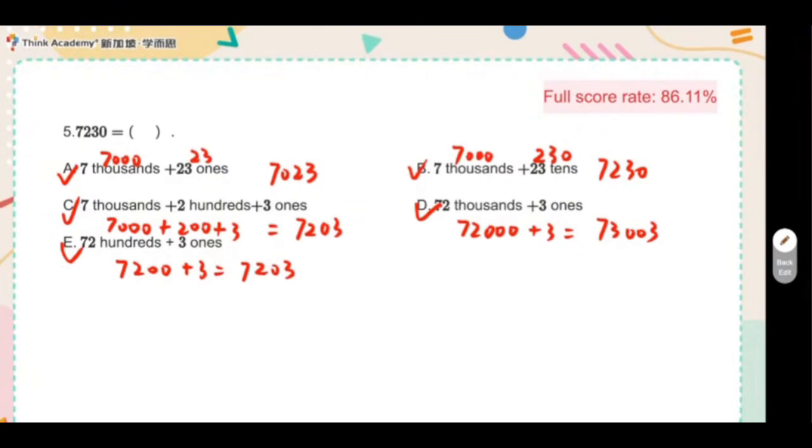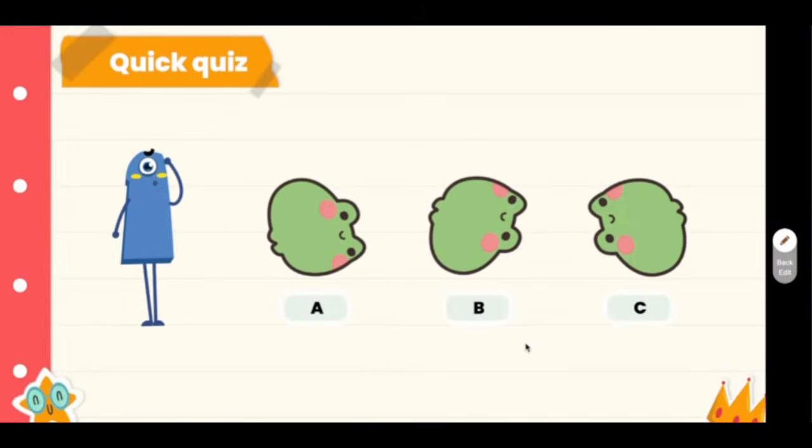7,203, right? So in the end, everyone tell me, if we want to find which number equals 7,230, which option should we choose? Type in your chat box. Yes, good job. That will be option B, right? So every time we talk about number digits, we can always convert them to numbers before we do the calculation.